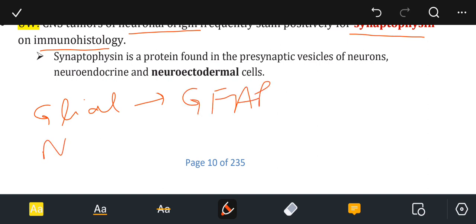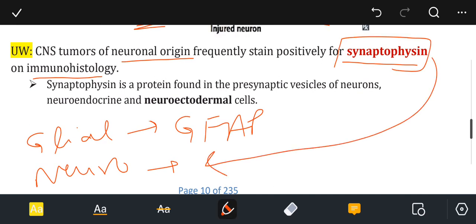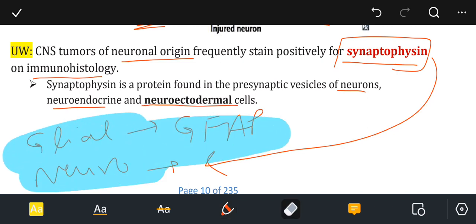If I am talking about a neuronal tumor, it must stain positive for synaptophysin. This synaptophysin positivity is seen in the neuronal tumors. Synaptophysin is a protein that is found in the presynaptic vesicles of the neurons, neuroendocrine, and the neuroectodermal cells. So neurons, neuroendocrine cells, and the neuroectodermal cells.